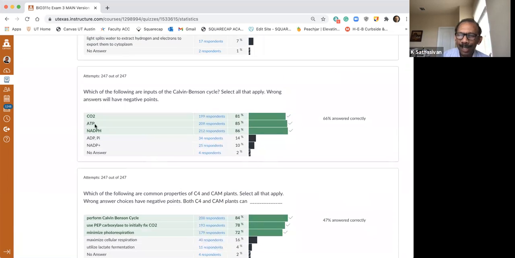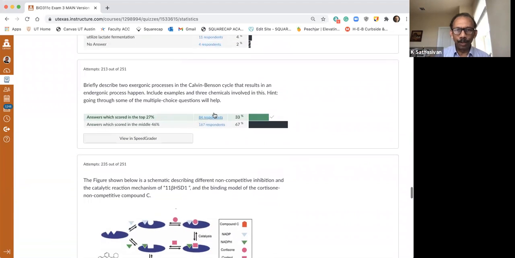Calvin-Benson cycle, it's ATP hydrolysis, NADPH oxidation to become NADP plus. These two are the exergonic reactions. CO2 becoming CH2O is an endergonic reaction. So the ATP hydrolysis powers the endergonic reaction. NADPH oxidation powers the reduction of CO2 to carbohydrate. That is the connection. I'm just giving you a hint.